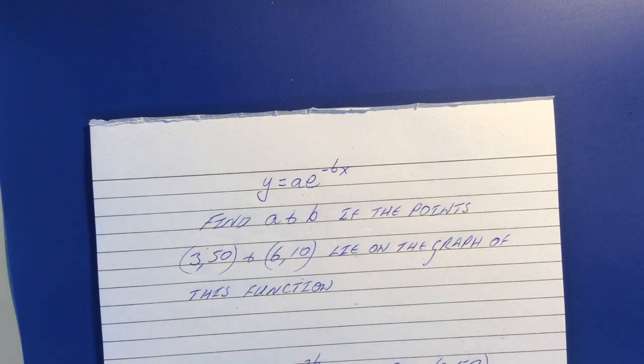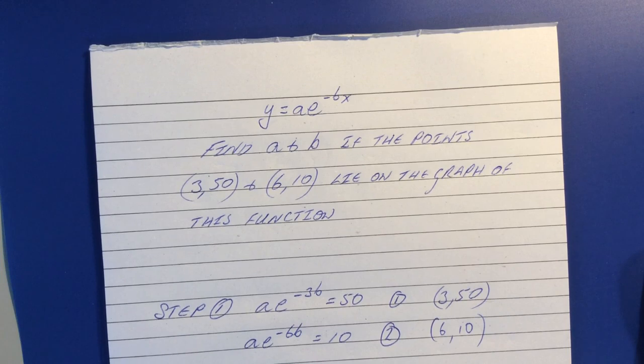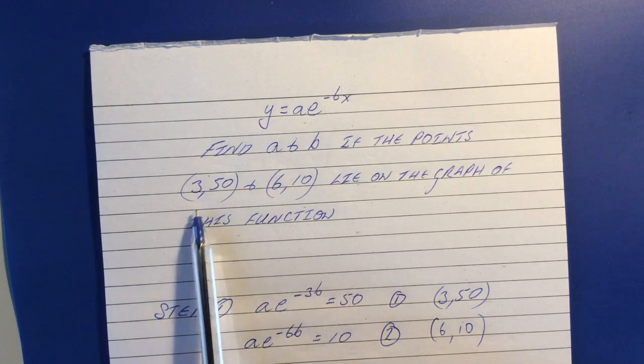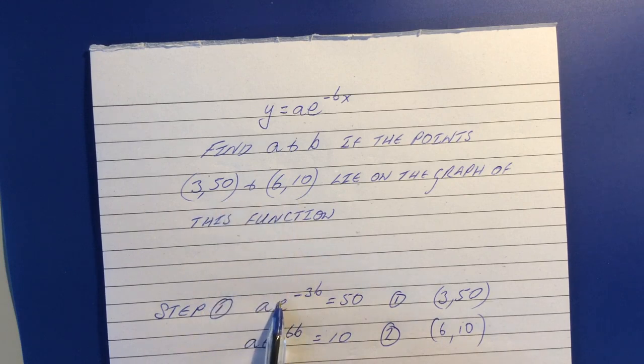Because we're dealing with logs here, there's a slight twist on what we do, but I'll get to that. So what I did to start with was I set up two equations using these points. I've got a e to the negative 3b equals 50. That's my first equation using these two points. And a e to the negative 6b, please be aware that's a 6 and that's a b, equals 10 using the second set of points, 6 and 10.